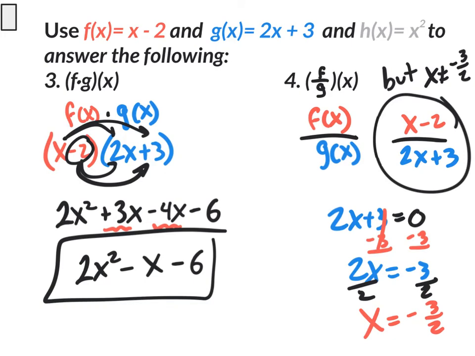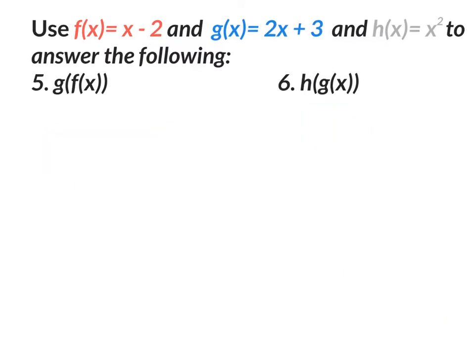Let's move on. So far, we've added, subtracted, multiplied, divided different functions. Let's actually plug one function into a different function, all right? So let's understand what number 5 is asking us. And again, we're still using the same 3 functions, f of x in red, g of x in blue, h of x in gray. So they want us to take this f of x function, the red one, the x minus 2, and plug it into my g of x function. Okay?